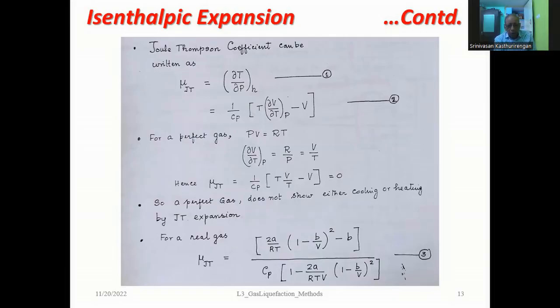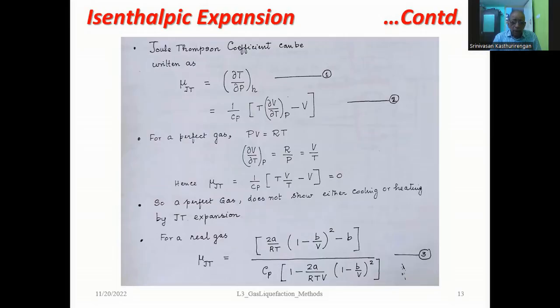Okay, so ∂V/∂T at constant P is equal to R/P, or in other words, R/P is nothing but V/T, because we are talking about 1 mole of gas. So it is V/T. If you substitute this, μ_JT turns out to be 0. So obviously what you find is the Joule-Thomson coefficient for an ideal gas is 0. So a perfect gas will neither show a heating nor a cooling by Joule-Thomson expansion.